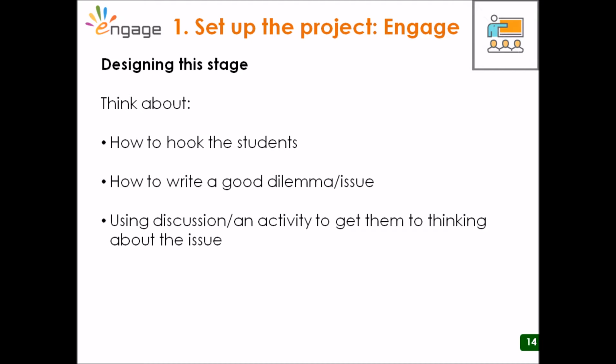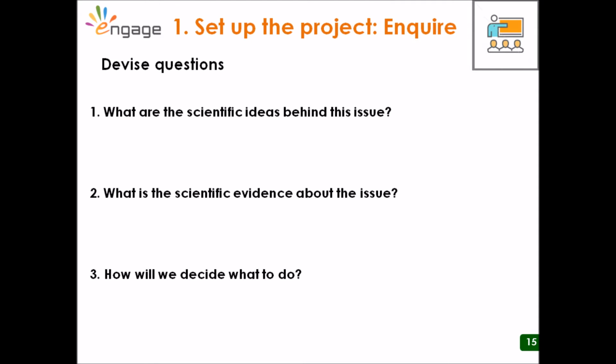In the next stage, the students will think of their research questions that will help them investigate the issue. This is the Inquire stage, and here they will practice the scientific skill, devise questions. We've come up with 3 different categories of questions that can be used to investigate scientific issues. What are the scientific ideas behind this issue? What is the scientific evidence about the issue? And how will we decide what to do? When planning your own project, these categories are helpful in thinking about the kinds of questions students should be researching.